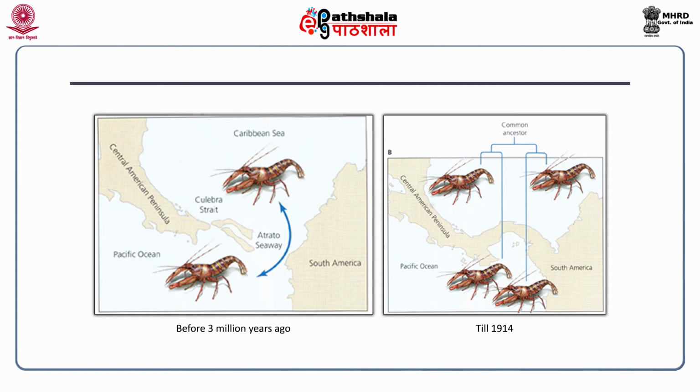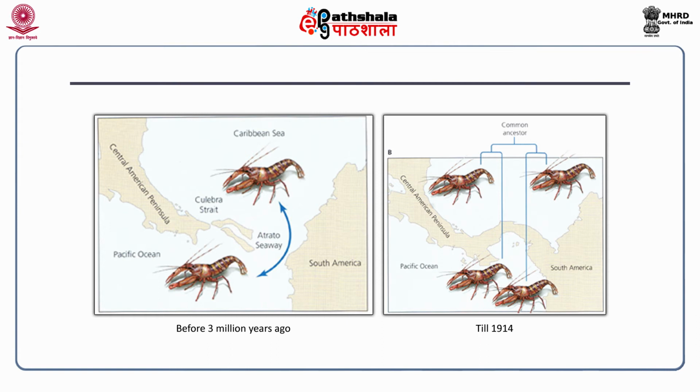So, even now, if you look at either the Caribbean side or the Pacific side, the nearest relative of a Caribbean shrimp is not another Caribbean shrimp, but one from the Pacific. So, Atlantic shrimp's nearest relative is a Pacific shrimp, and Pacific shrimp's close relative is an Atlantic shrimp. All these are actually because of the vicariance event.